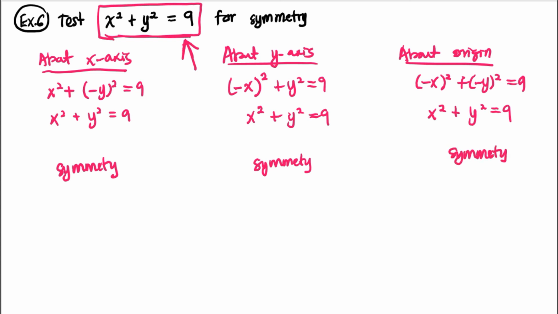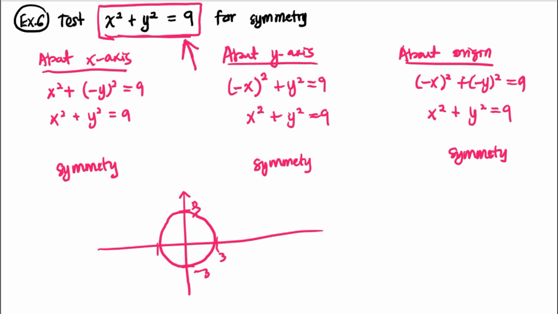And in fact, if we draw this circle, we have the center at the origin and the radius is 3. So we have something like this. So this is 3 and this is negative 3, and this is 3, and this is negative 3, and this is the origin. So it is symmetry about the x-axis, about the y-axis, and also about the origin. All right, now we can say that it is symmetry about the origin because if we have x, y here, we have negative x and negative y here. All right, something like that.